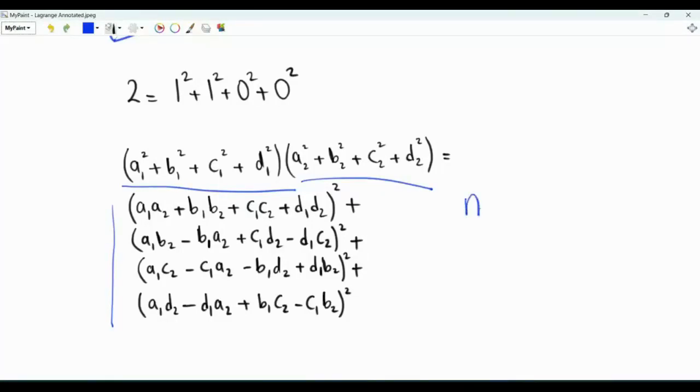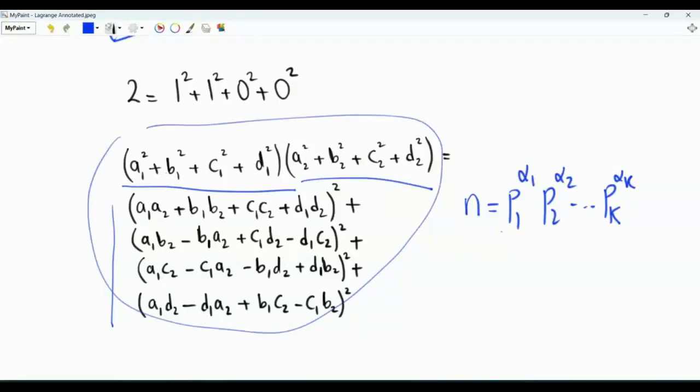Any integer n greater than 1 can be represented as a product of prime numbers. That's the fundamental theorem of arithmetic, or the prime factorization theorem. So n is, let's say, prime p1 to the power alpha 1, p2 to the power alpha 2, all the way to pk to the power alpha k. Now, each prime can be represented as the sum of 4 squares. And so any power of a prime, using this property here, can be represented as the sum of 4 squares. And this product is representable as the sum of 4 squares.